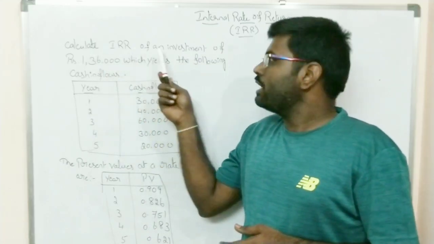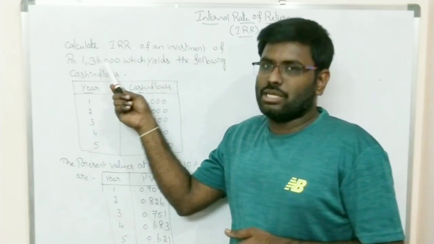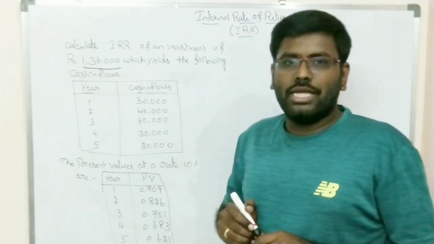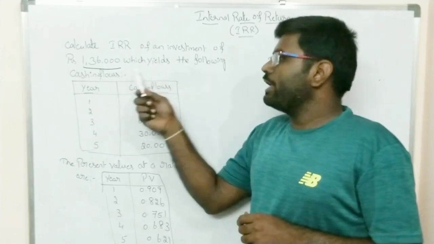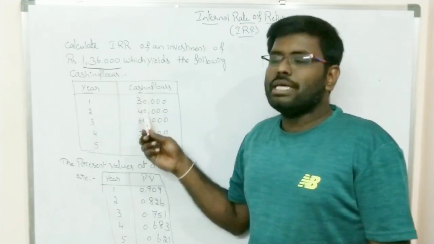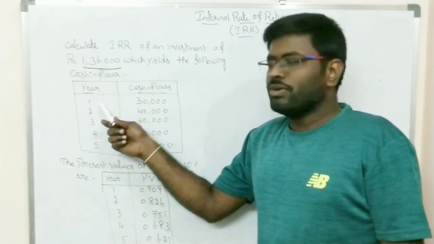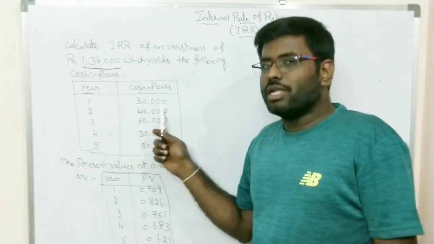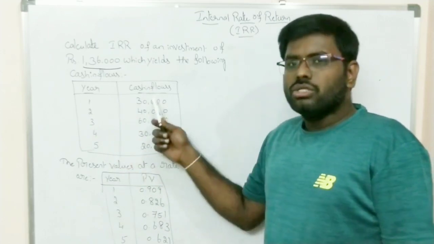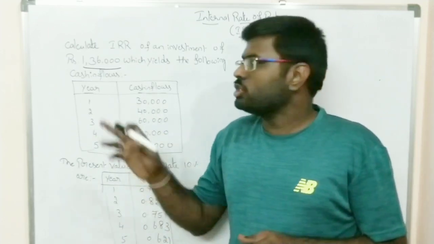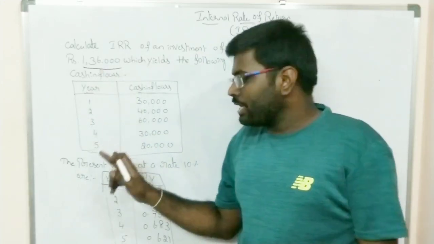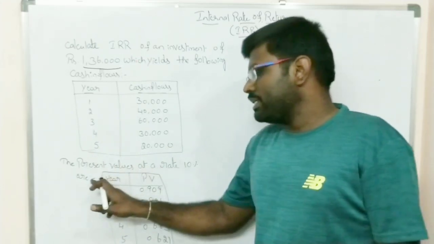Calculate internal rate of return of an investment of 1,36,000. This will be considered as the initial investment or original investment which yields the following cash inflows. Means by investing 1,36,000 rupees you will get these cash inflows every year. That is, first year 30,000, second year 40,000, third year 60,000, fourth year 30,000 and fifth year 20,000. So these are the cash inflows generated from the initial investment of 1,36,000 for a time period of 5 years. And the present values at a rate of 10% are given.